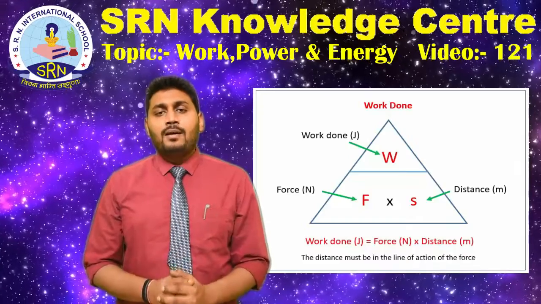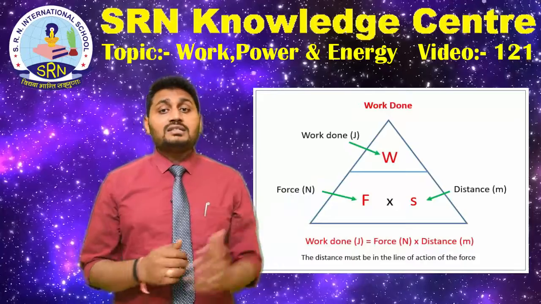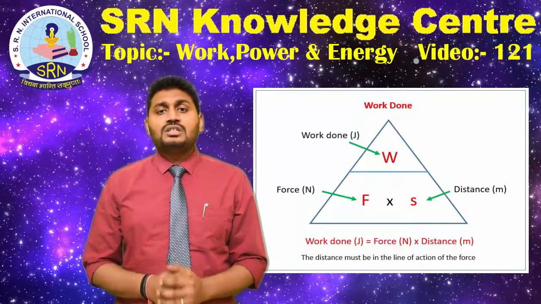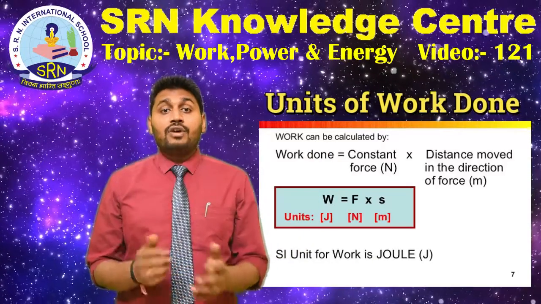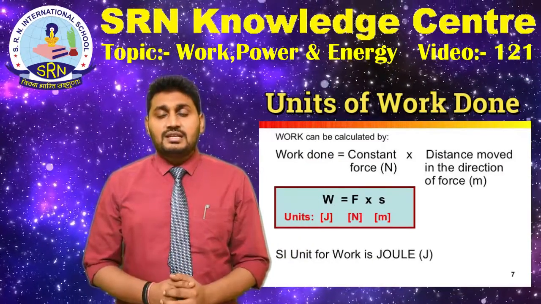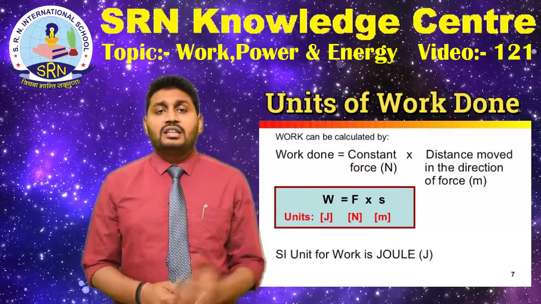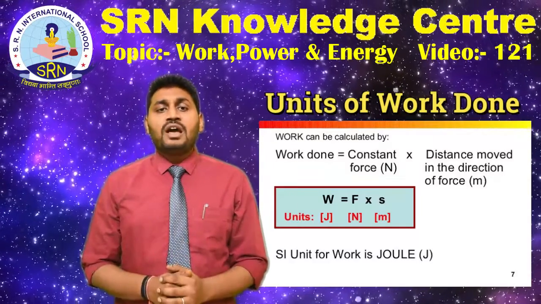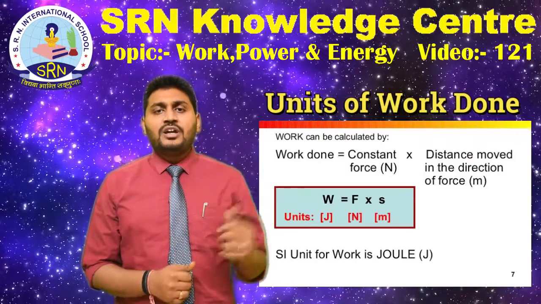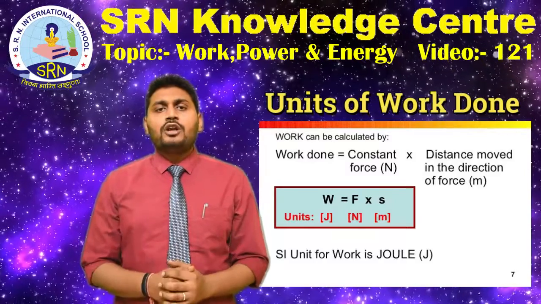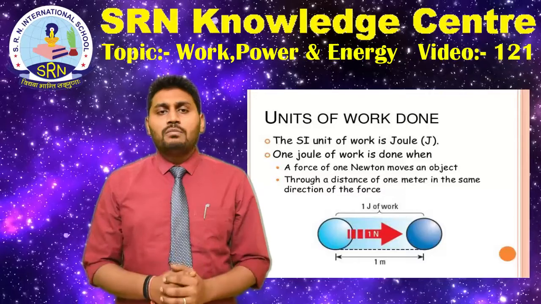It should be noted that when a body is moved on the ground by applying a force, then work is done against the friction which opposes the motion of the body. Next topic is unit of work. Work is the product of force and distance. Since the unit of force is Newton, denoted by capital N, and that of distance is meter, denoted by small m, the unit of work is Newton meter, which is written as capital N into small m. This unit of work is called joule. It means that 1 joule is equal to 1 Newton meter.